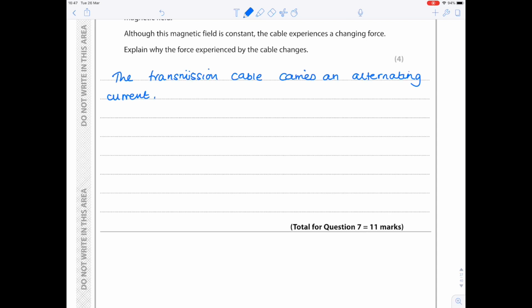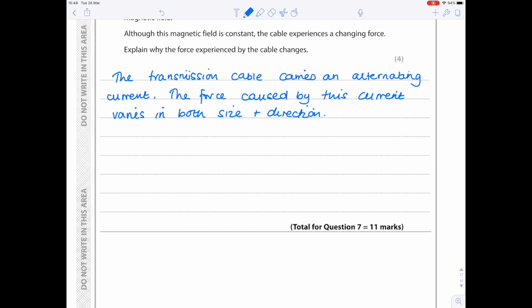The force on the cable is created by the current, which varies in both its size and its direction due to the fact that it's an alternating current. The stronger the current, therefore, the greater the force experienced.